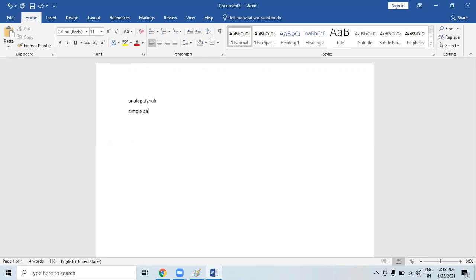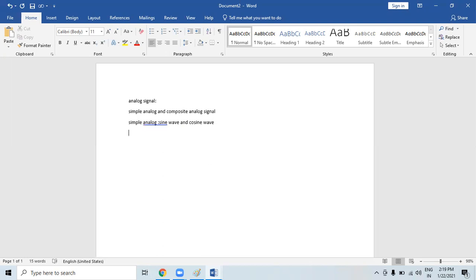Simple analog signal and composite analog signal. Okay, so under the simple analog signal, there are two points, that is sine wave and cosine wave, okay, cosine wave.